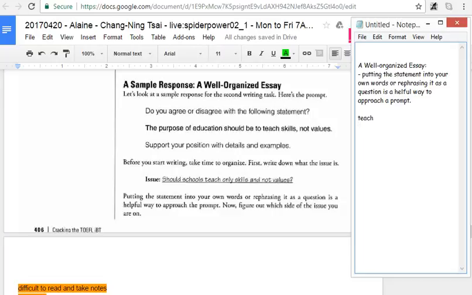Before you start writing, take time to organize. First, write down what the issue is. Issue: should school teach only skills and not values? Putting the statement into your own words or rephrasing it as a question is a helpful way to approach the prompt. Now, figure out which side of the issue you are on.